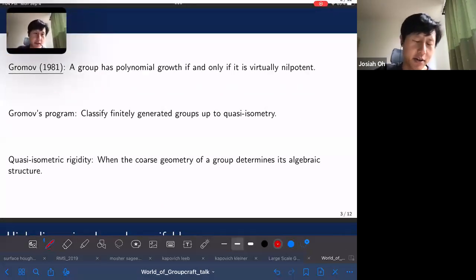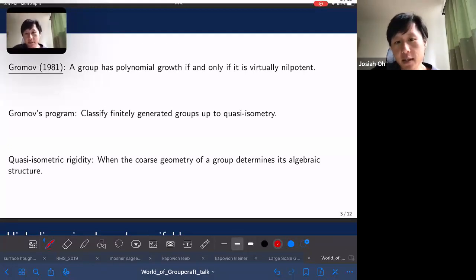This is invariant under quasi-isometry. So if you have two groups that are quasi-isometric, then they'll have the same growth rate. Gromov's theorem is basically characterizing groups that have growth rate a polynomial function. Maybe I should also say something about this word virtually here. A group is virtually some property if it has a finite index subgroup with that property. So here, virtually nilpotent just means that the group has a finite index subgroup that is nilpotent.